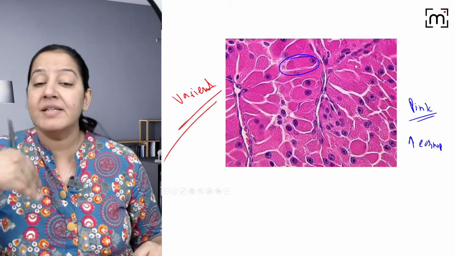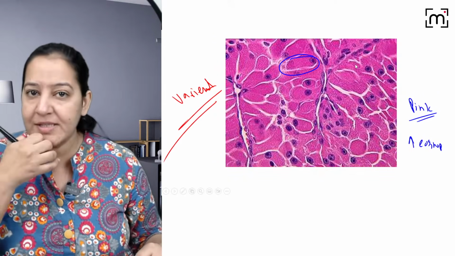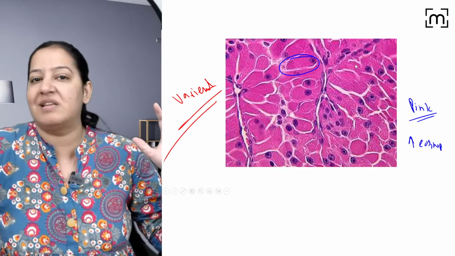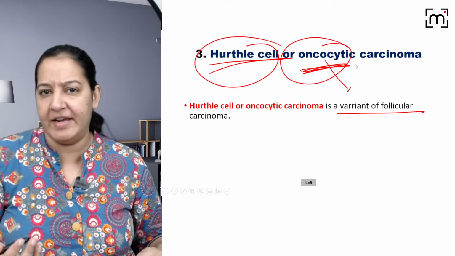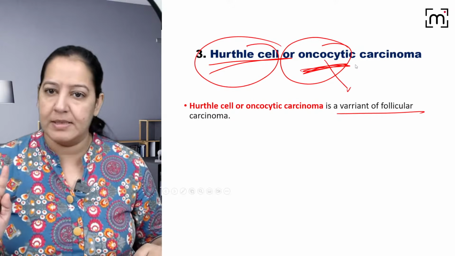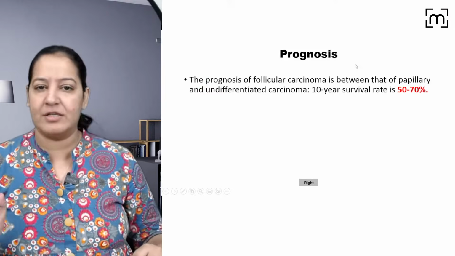So see the diagram. The cells are more pink, of course, you can notice they are more pink. They are bigger in size. They have abundant cytoplasm. So these are the differences. It is a variant, right? Having a little bit better prognosis. It is a variant of follicular. Rest all the same as that of follicular.